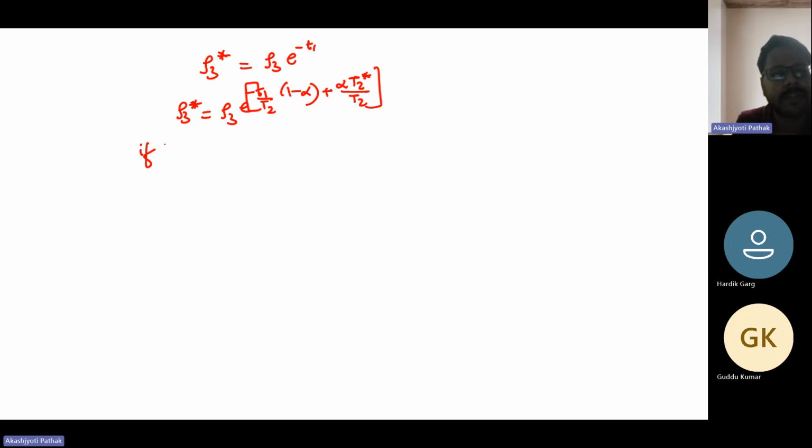But if T2 star becomes equal to T2, then what will happen? Then what we will get? Rho 3 star will be equal to rho 3 e to the power minus T1 by T2, 1 minus alpha plus alpha, right?